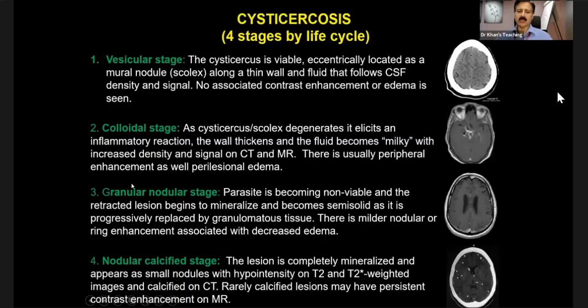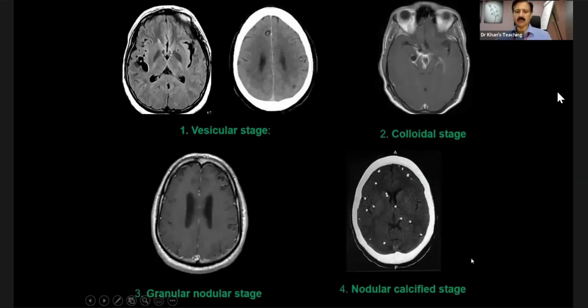Then the inflammation settles down. Granular nodular pattern, and finally the nodular calcified stage, which will be like this. Calcified stage will have calcification anywhere. So these are vesicular, look at this: nodule within a cyst, cyst with a nodule. If I ask you in the exam, you will be worried that this is a cystic space. This nodule is the key finding for the exam. So this is the vesicular stage.